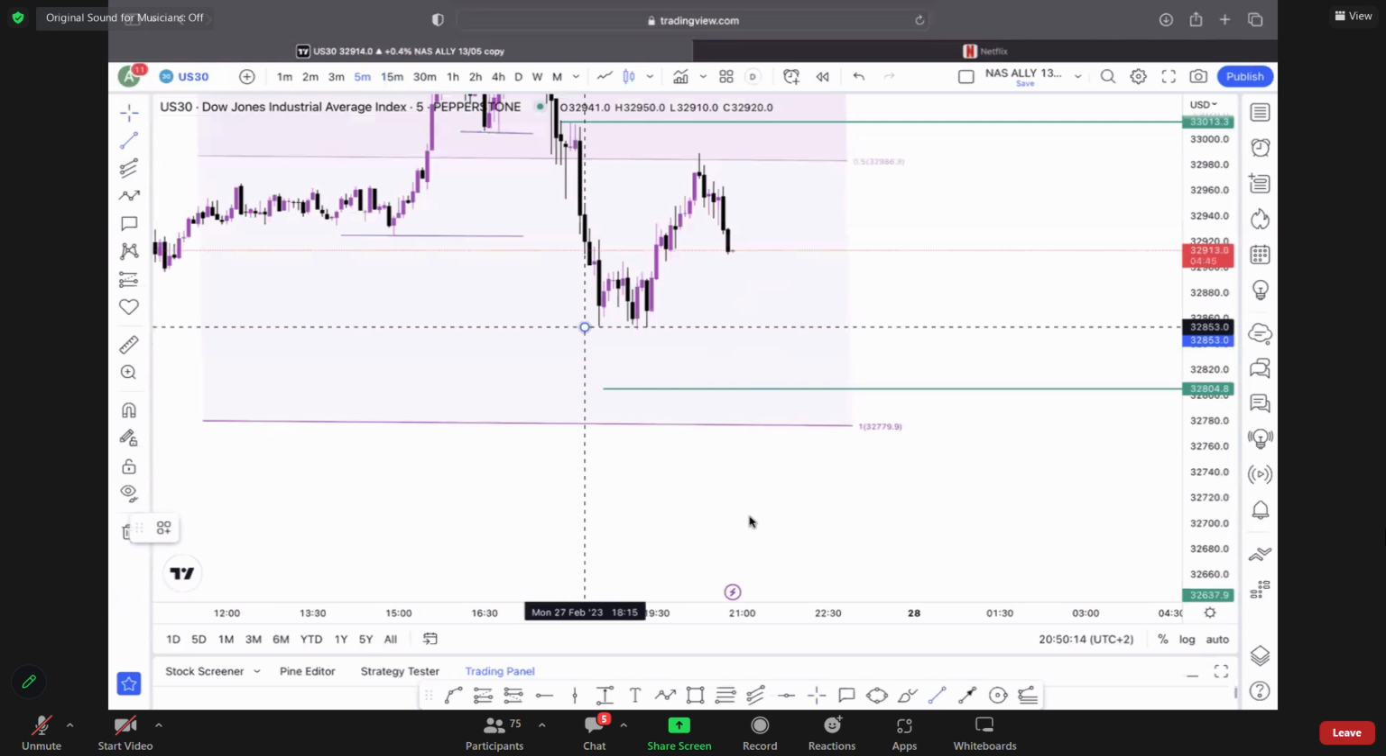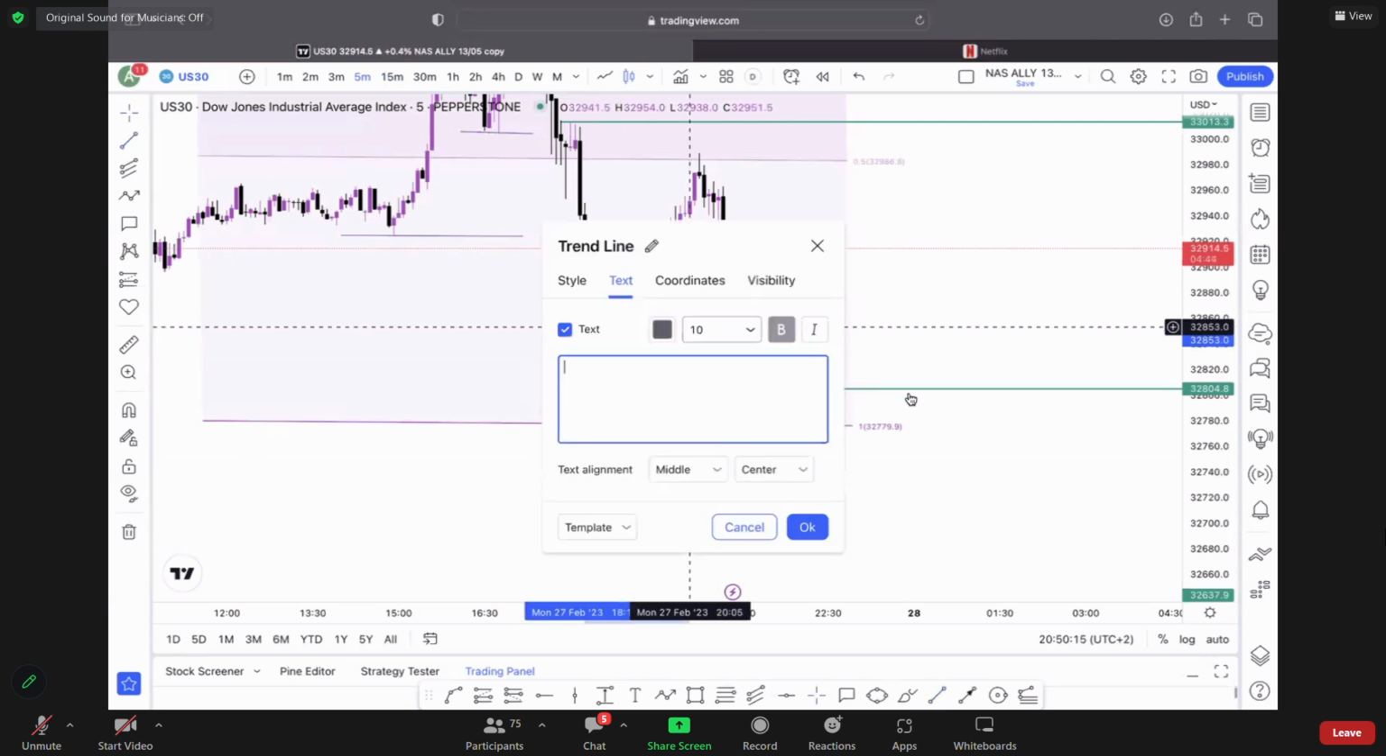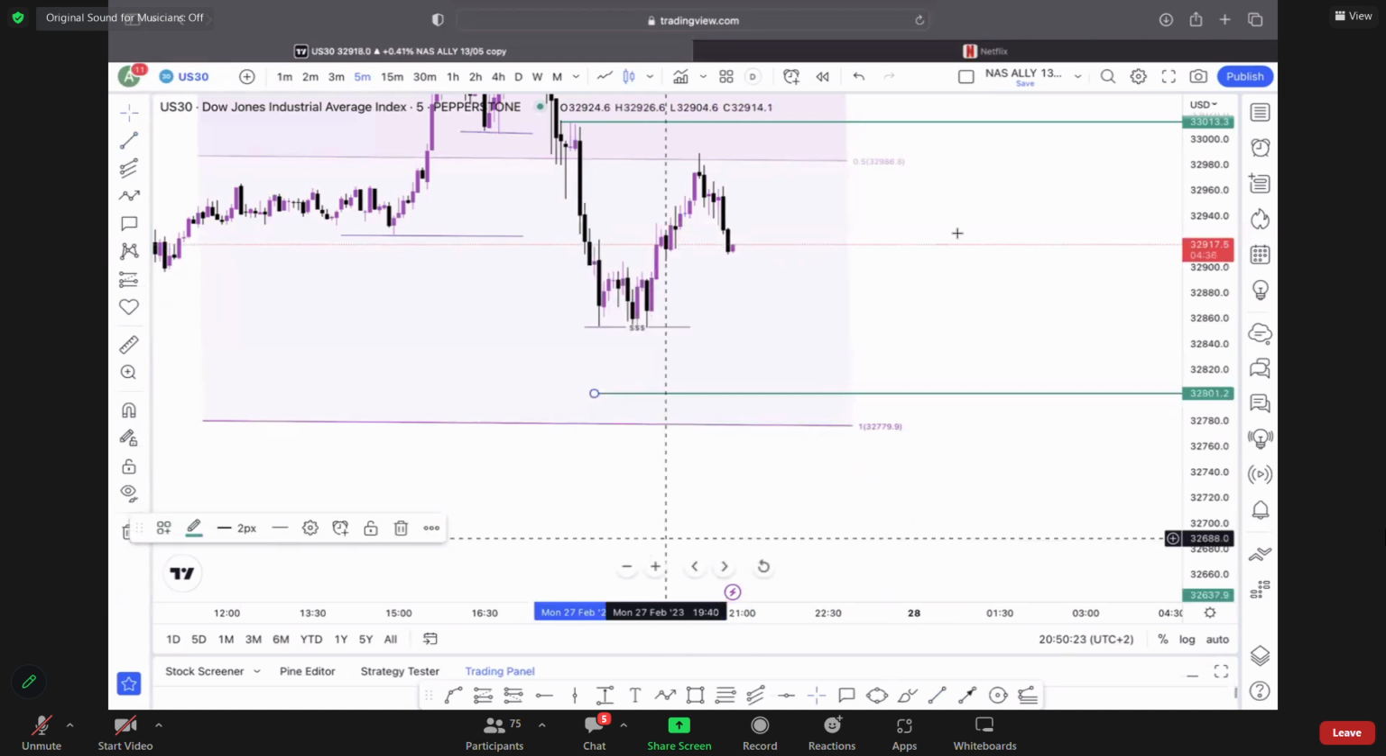Ellie, is that the reason why you're saying that there's liquidity below those lows? It's because of equal lows. Correct, yes, thank you.